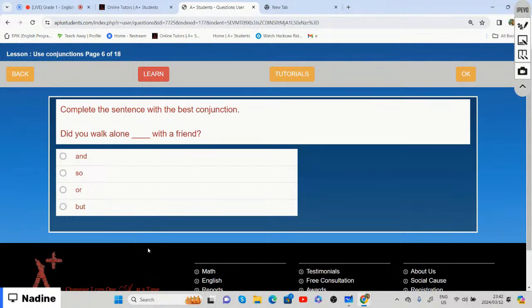All right, so we need to complete the sentence with the base conjunctions. It asks, did you walk alone, with a friend? What conjunction are we going to put there? So did you walk alone, with a friend?